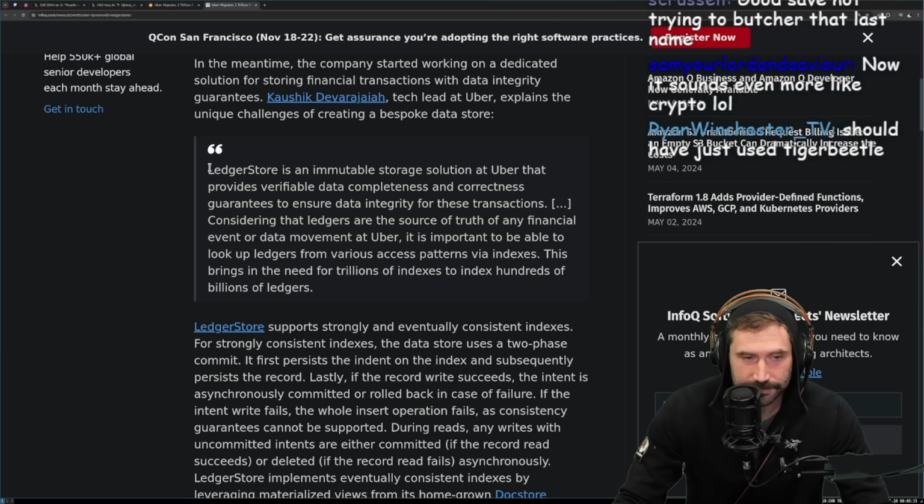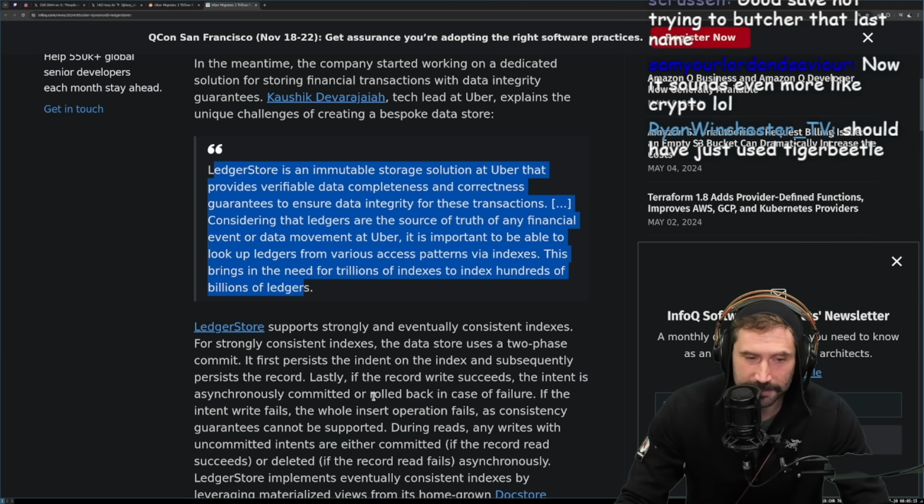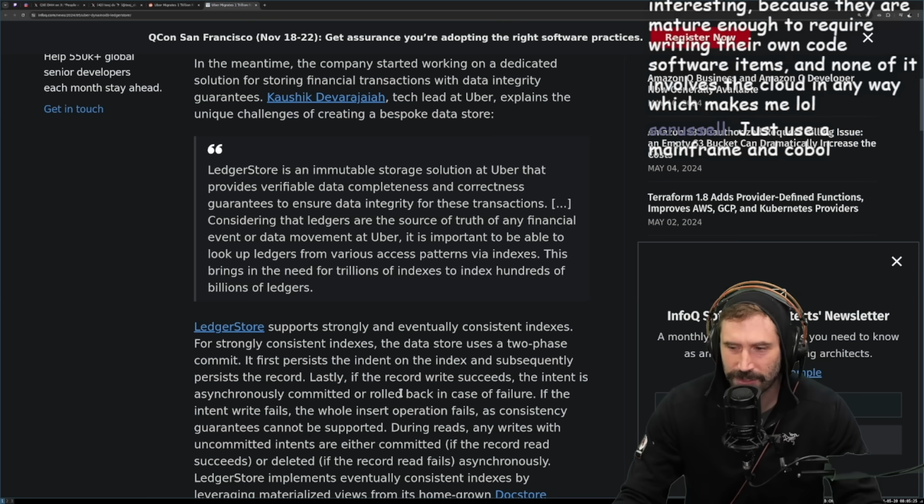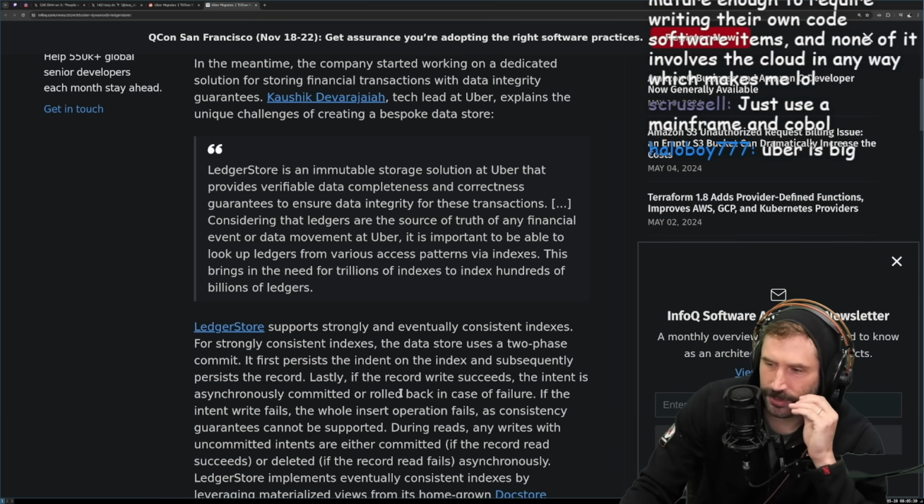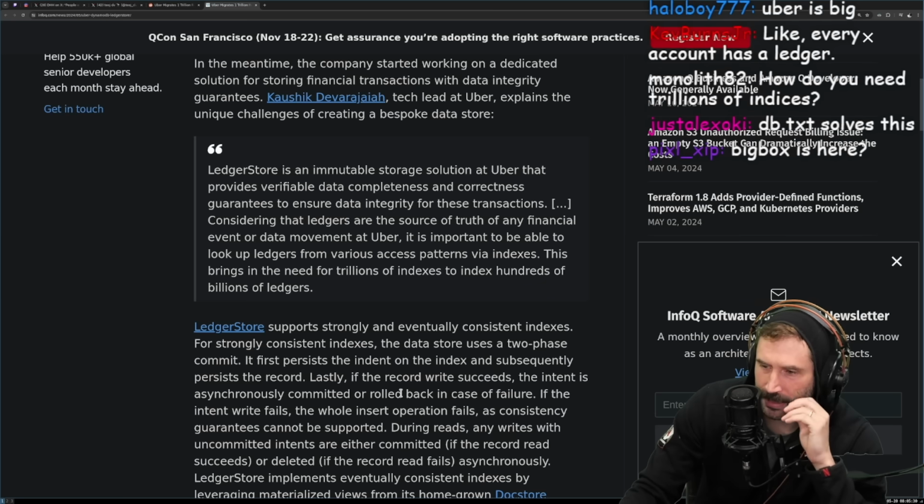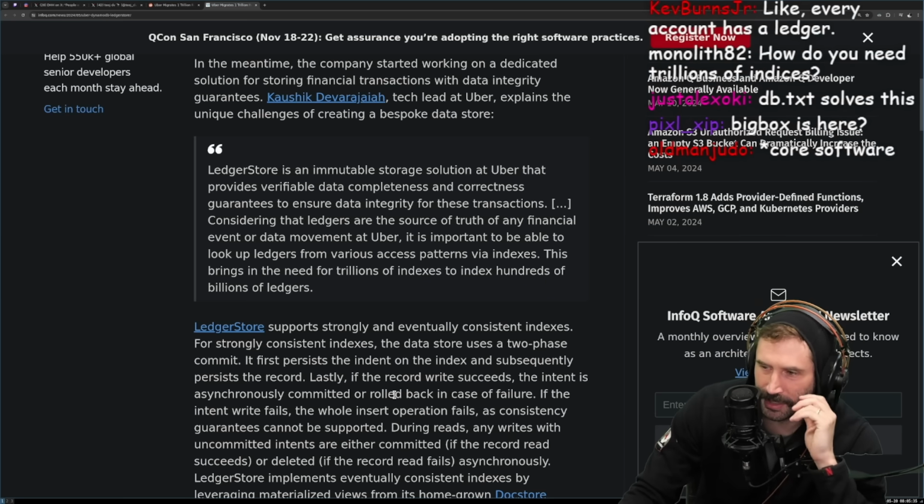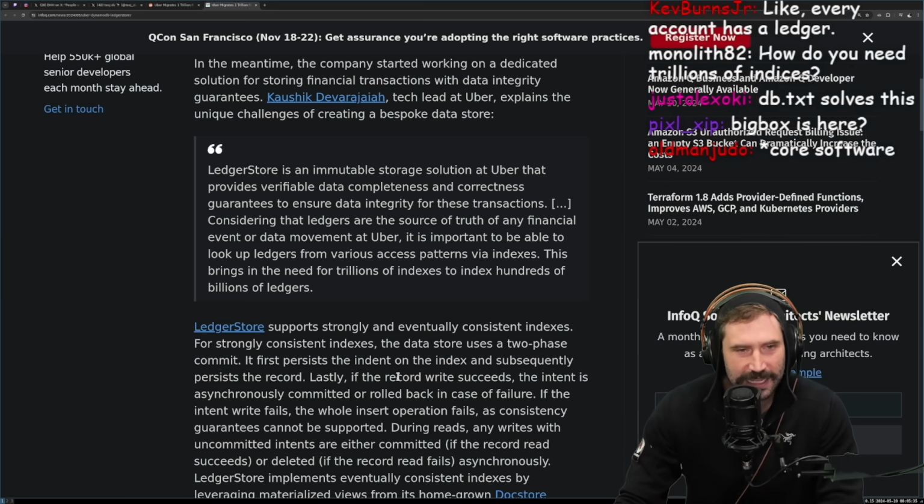It's a lot of data. It is a lot of data. Should have just used Tiger Beetle. This does feel like a Tiger Beetle moment. Uber is very interesting because they are mature enough to require writing their own software, but none of it involves the cloud in any way, which makes sense to me. Yeah, I know. It's very interesting.